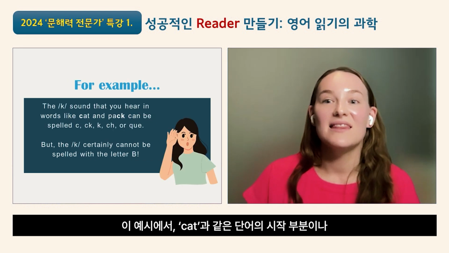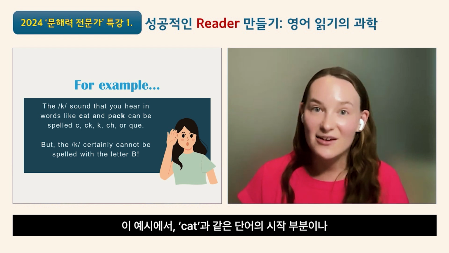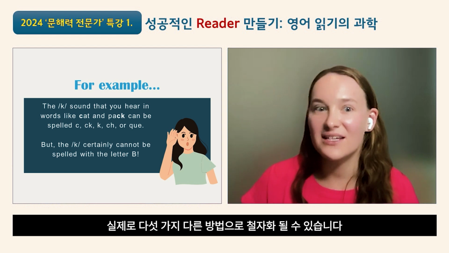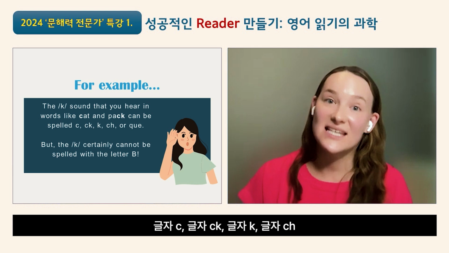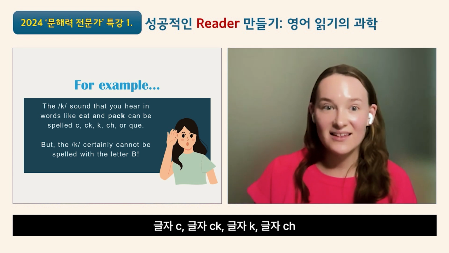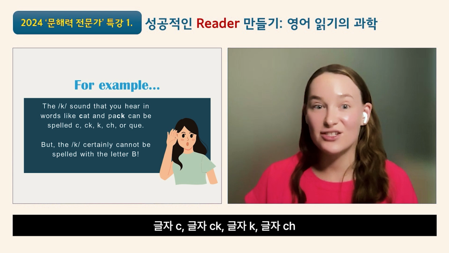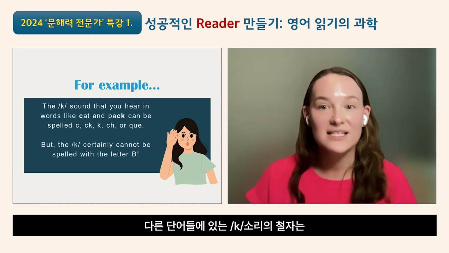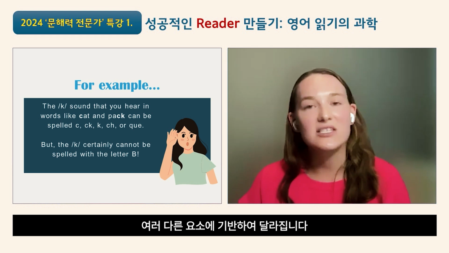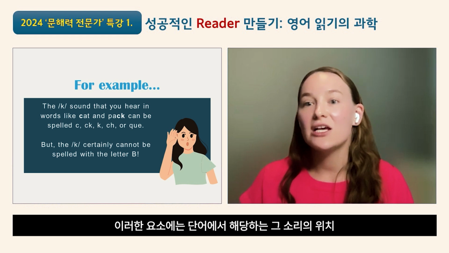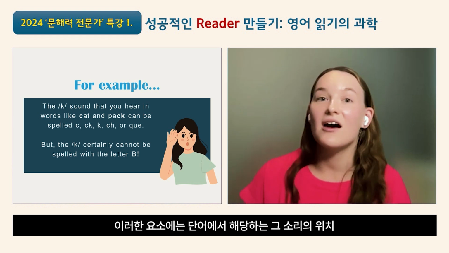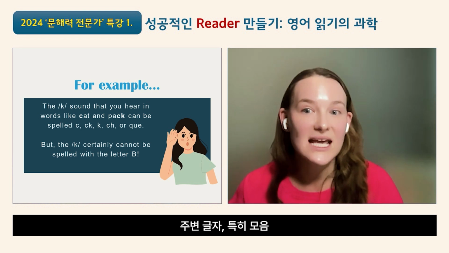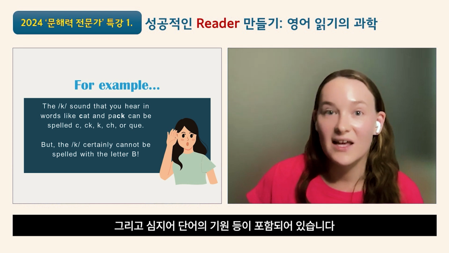In this example, the k sound we hear at the beginning of a word like cat or the end of a word like cat can actually be spelled 5 different ways, with the letter C, the letters CK, the letter K, the letters CH, or the letters Q, U, E. The spelling for that sound in different words is based on several different elements, including things like the position of that sound in a word, the surrounding letters, in particular the vowels, and even the word's origin, among some other issues as well.